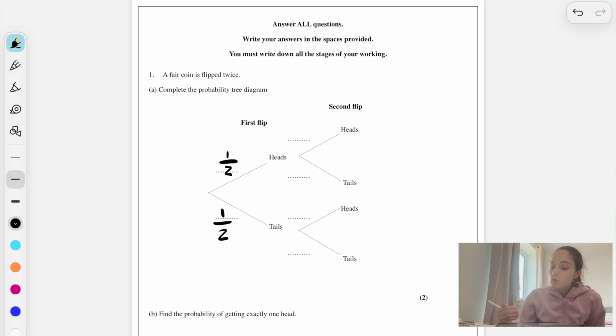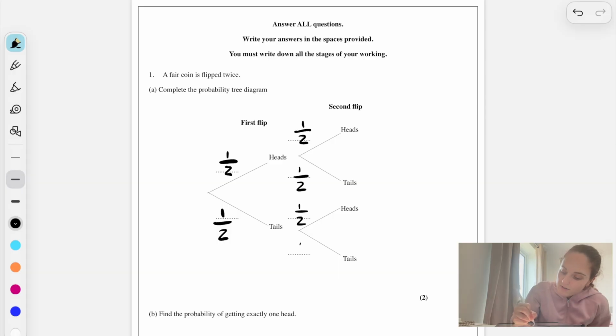So there's going to be the same probability of getting a heads or a tails regardless of what the outcome was on the first flip. So the probability of a heads on the second flip is still going to be a half, and the tails is also going to be a half, and heads is going to be a half, and tails is also going to be a half. So that's our tree diagram.